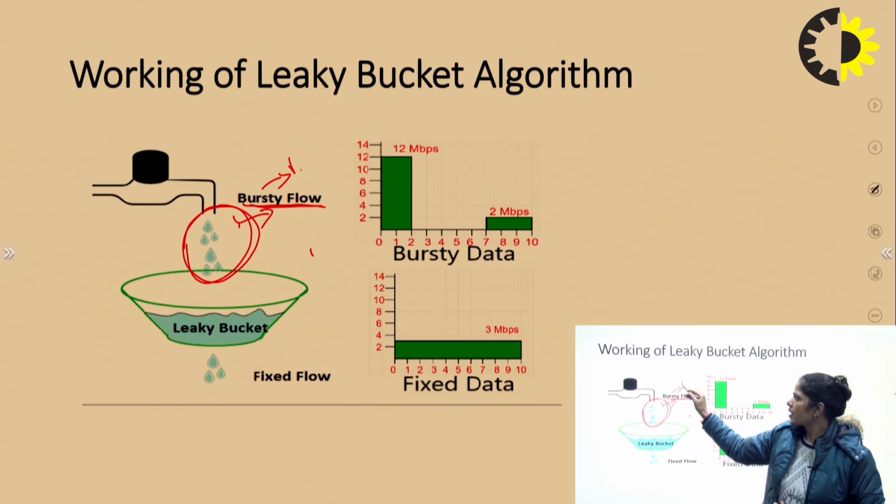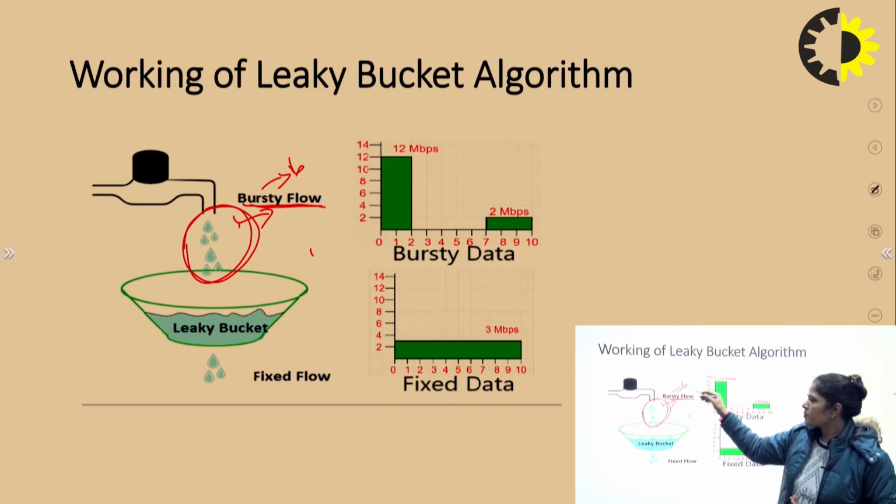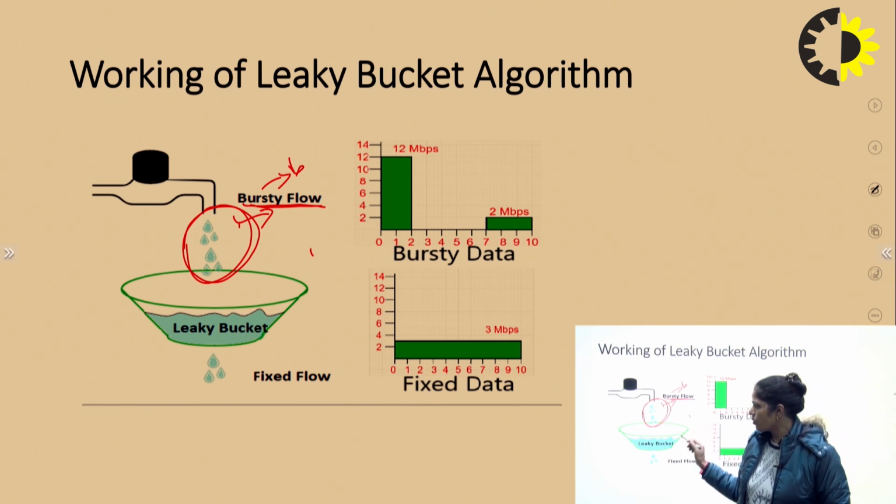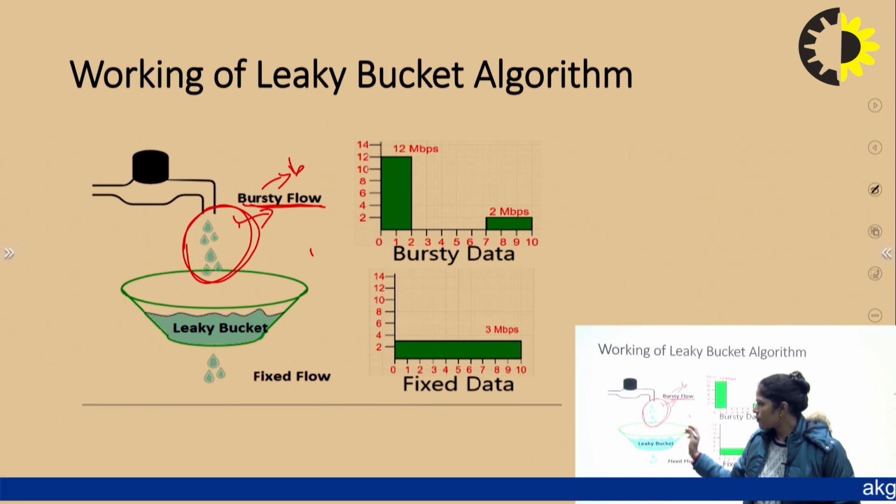It may be a high or it may be a low. So this situation is considered as a bursty flow. But here we have a particular bucket, and in this bucket at the bottom we have a hole.